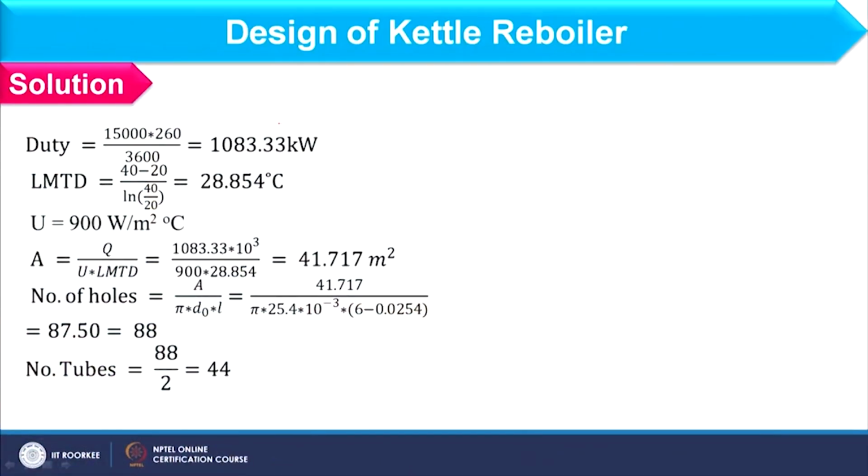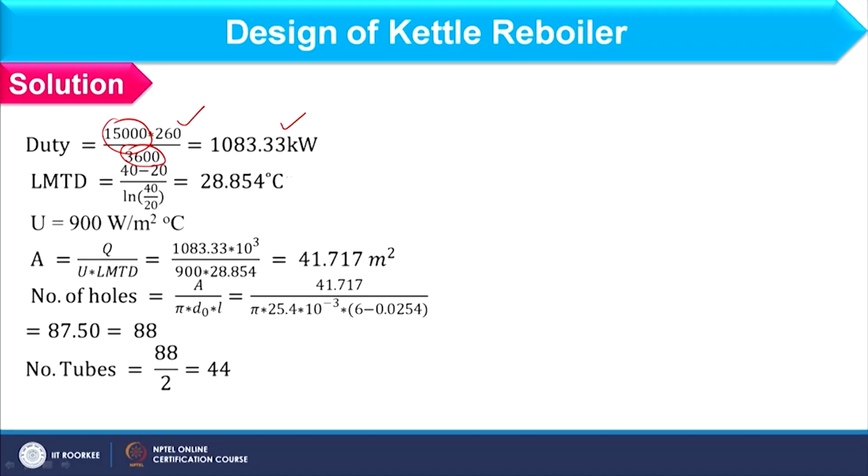So, in the case of reboiler, heat duty you can find out depending upon how much vapor you are generating. So, in this problem around 15,000 kg per hour of vapor of chlorine is generated and latent heat of the chlorine is given to us. So, we can simply multiply them to find out heat duty. So, if you consider here, heat duty is 1083.33 kilowatt, where 15,000 kg per hour, and that we have converted into seconds, and 260 was the latent heat, if you recall the example.